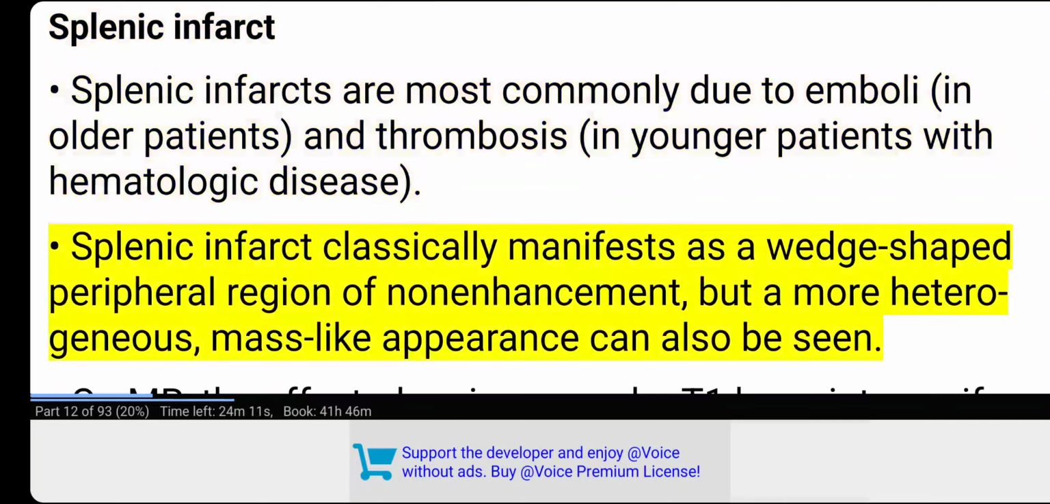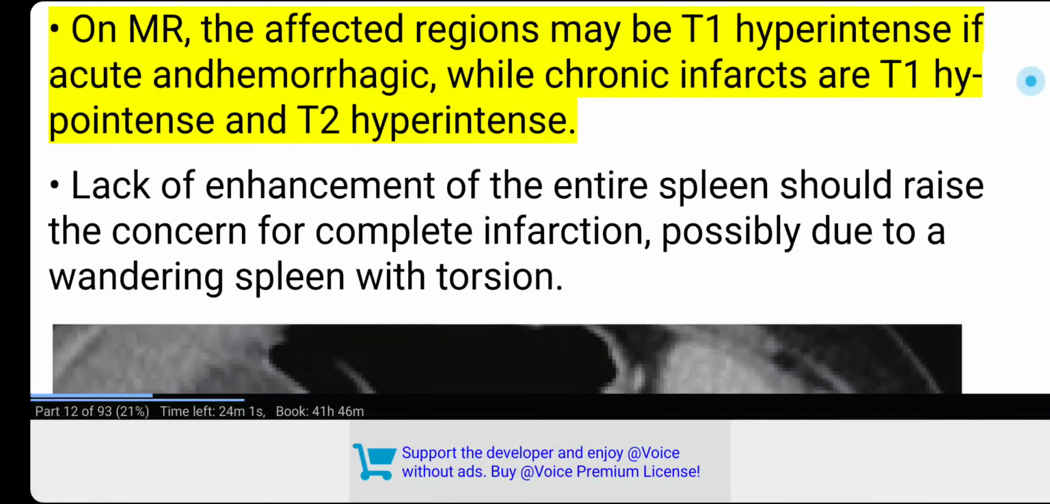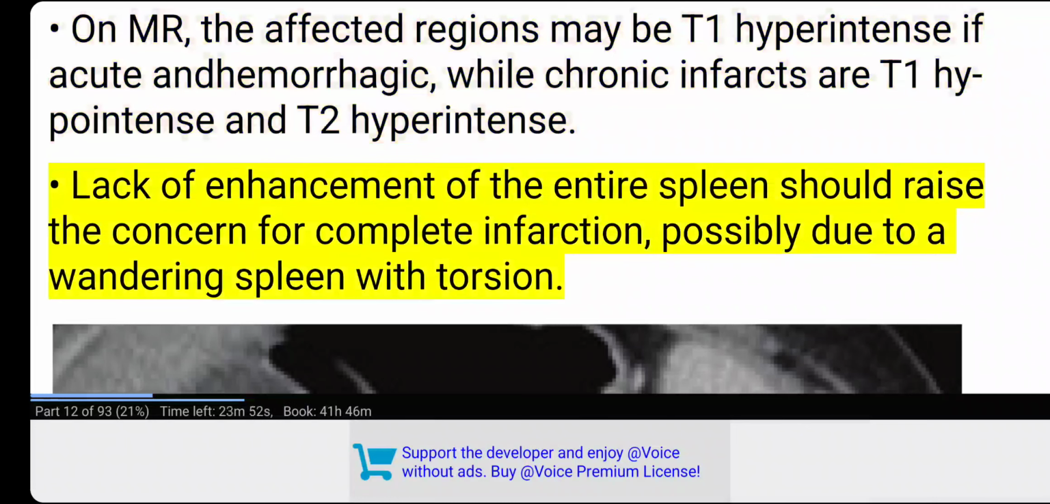Splenic infarct classically manifests as a wedge-shaped peripheral region of non-enhancement, but a more heterogeneous, mass-like appearance can also be seen. On MR, the affected regions may be T1 hyperintense if acute and hemorrhagic, while chronic infarcts are T1 hypointense and T2 hyperintense. Lack of enhancement of the entire spleen should raise the concern for complete infarction, possibly due to a wandering spleen with torsion.